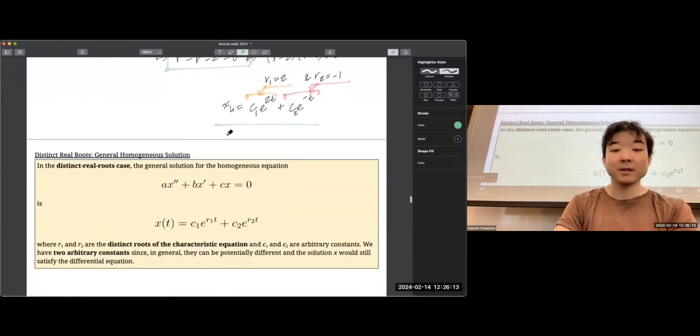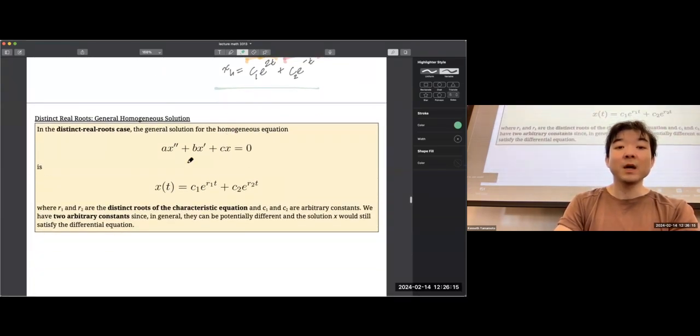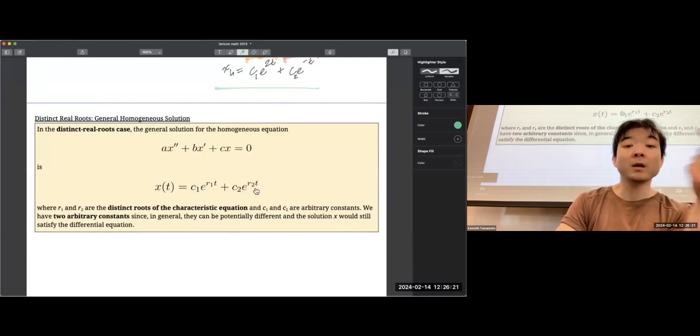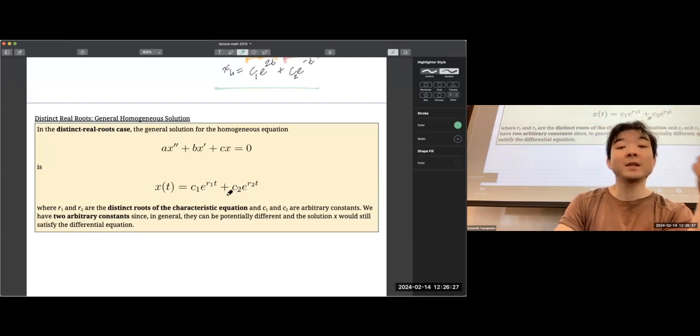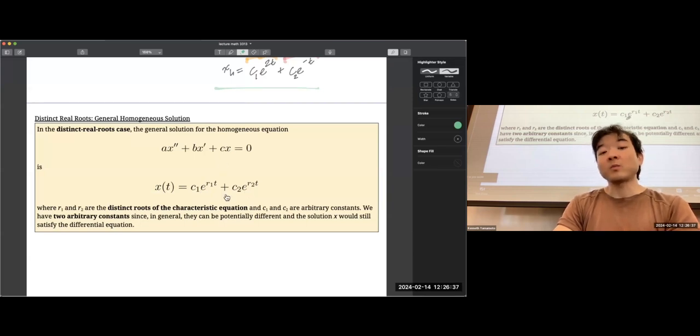And we'll look at all those cases. But if you have two distinct real roots, then your solution will have two roots, R1 and R2. And the solution will be just the sum of those two. Now, why does the sum work? We know that each of them individually solves the homogeneous equation, but how can we check that the sum of those two will also satisfy the differential equation?